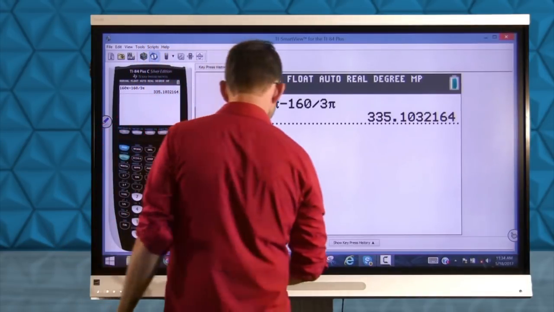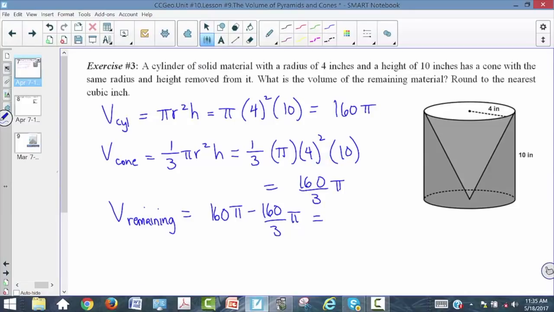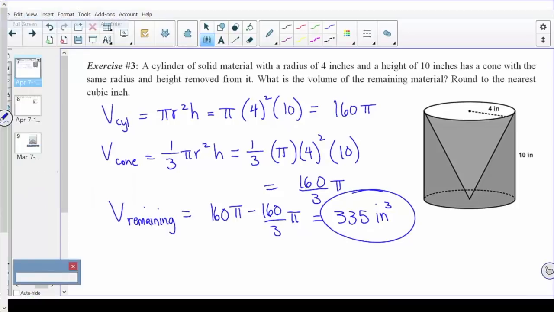335, I believe we needed to just round it to the nearest whole number. Yep, round to the nearest cubic inch, 335 cubic inches. That's it. Check the answer board, is that right? Yep. Okay, looks good. So, view, back to the full screen.